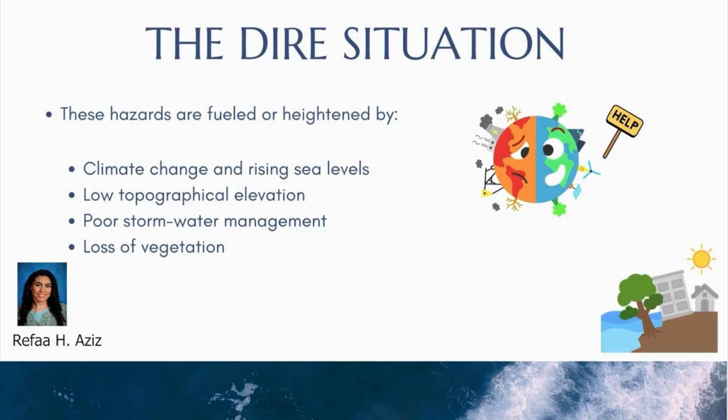Additionally, these hazards are fueled or intensified by global and local conditions such as climate change and rising sea levels, Gainesville's low topographical elevation, poor stormwater management throughout the town, and also a loss of vegetation.